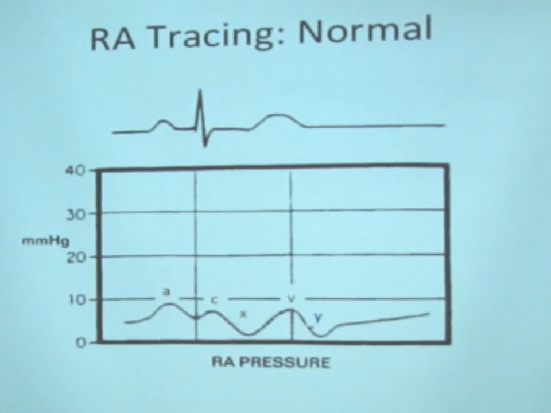But here's a normal right atrial tracing, and the waves are defined based off of what's happening in the atrial cycle. The key when you're trying to decipher which wave is which is to look at the EKG tracing. That's the easiest thing to look at. The P wave is the initiation of electrical activity in the atria, so you would expect atrial contraction to happen shortly thereafter, and that's defined as the A wave. If you draw a line down below, you have the A wave. Then the QRS complex is here.